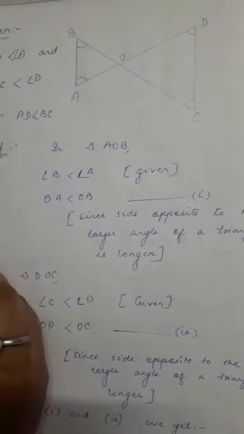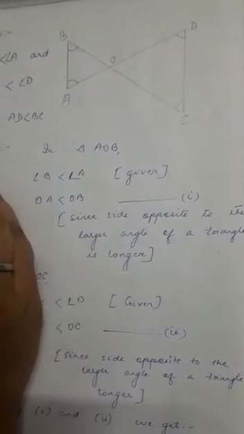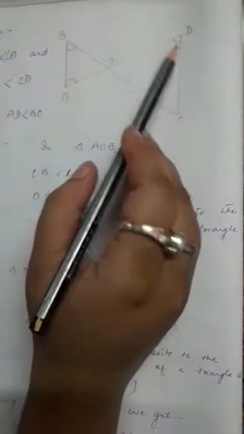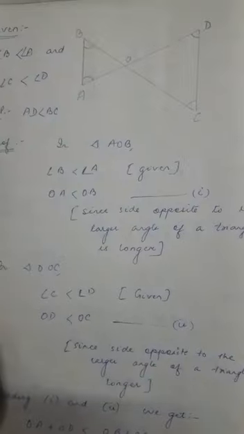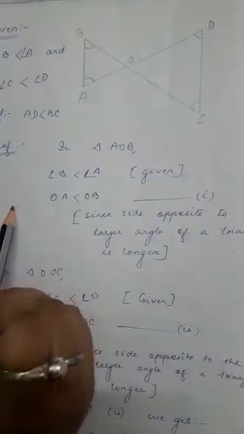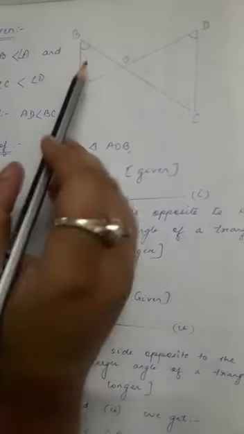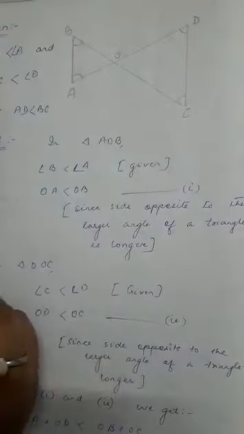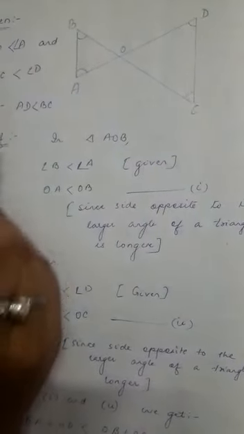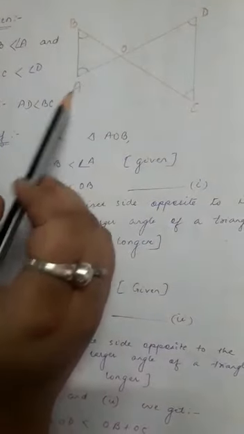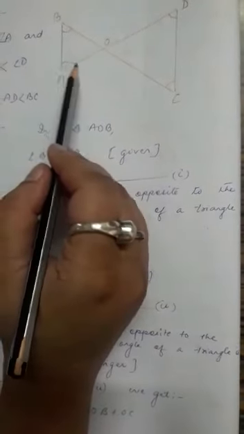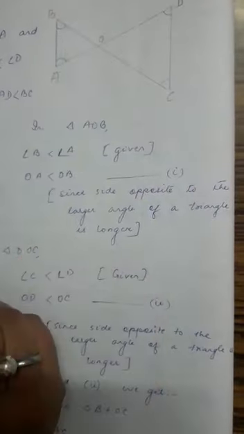Okay. So let us go to the third sum. It is given in the third sum that angle B is less than angle A and angle C is less than angle D. We need to prove that AD is less than BC. For that, let us first take the triangle AOB. In this triangle, angle B is less than angle A, it is given to us. The side opposite to angle B is OA, so OA is less than OB, because the side opposite to angle A is OB.